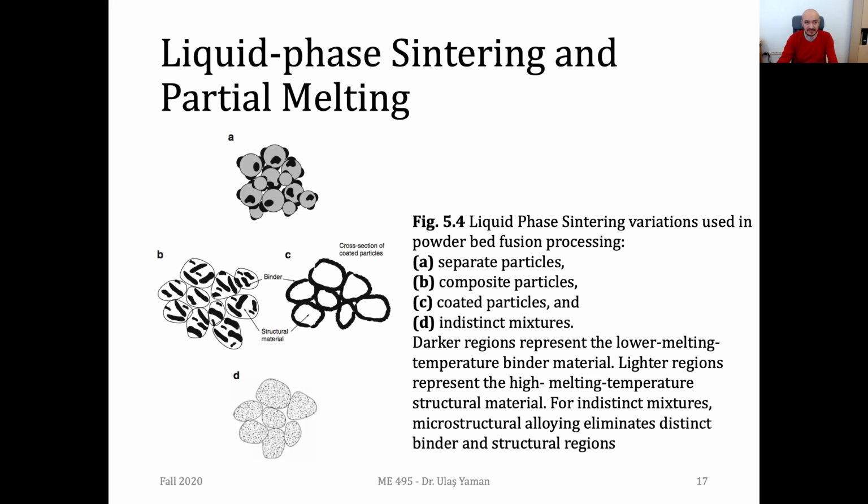Now let's have a look at liquid phase sintering and some partial melting. Here you see we have some various options, but the thing is that we need to use auxiliary material such as binding materials. The gray ones are original powders, but on these powders we have such extra binding material. And with the help of it, we achieve liquid phase sintering, and this is much faster obviously than the solid state sintering, but the thing is that it's quite difficult to control.